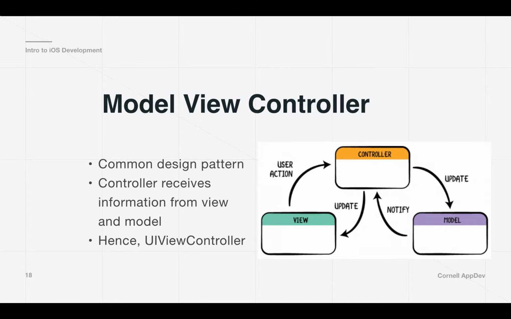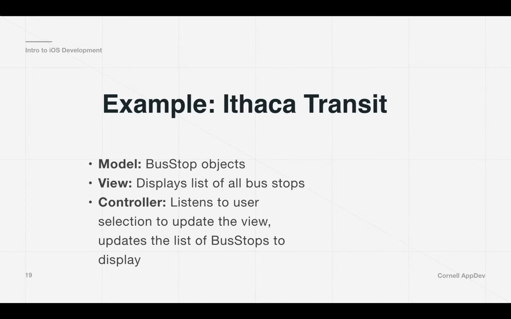An example of this would be in Ithaca Transit. How many of you have used Ithaca Transit before? Raise your hand. Nice. Okay. If you haven't, it's AppDev's TCAT app on iOS, coming out hopefully soon on Android. So basically, a model would be maybe a bus stop object or a route object. The view would be maybe displaying a list of all the bus stops, or maybe the map of all the stops that you see.